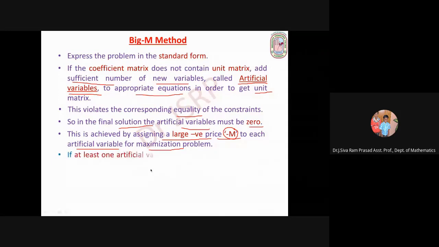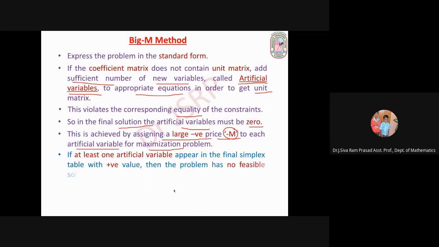After doing the simplex algorithm, suppose in the final simplex table at least one artificial variable appears with a positive value. Then what happens? Our aim is that all artificial variables must be 0 in the final solution.